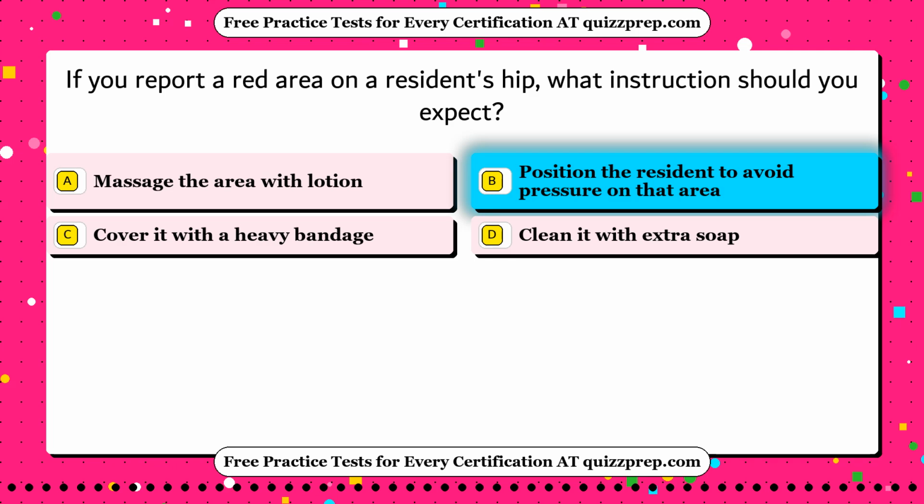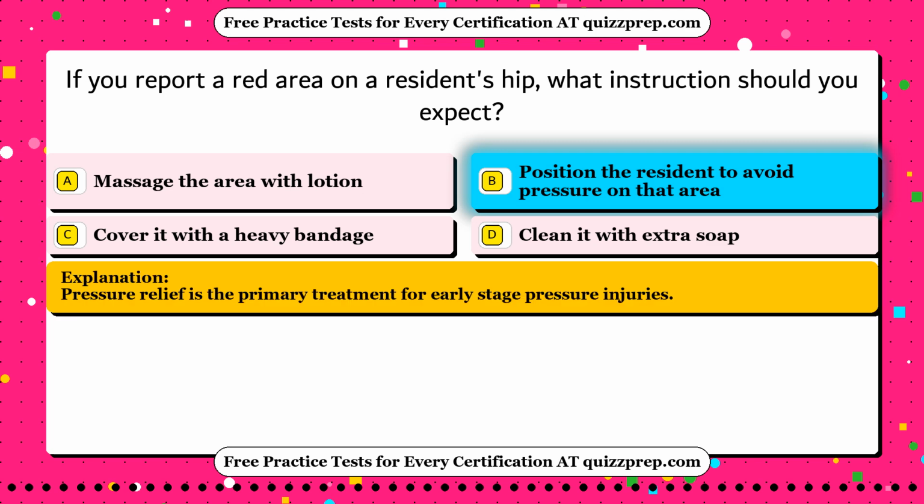The correct answer is option B, position the resident to avoid pressure on that area. Pressure relief is the primary treatment for early-stage pressure injuries.